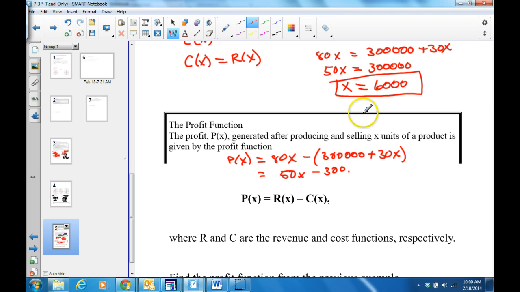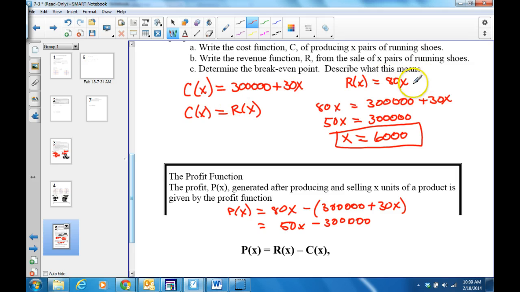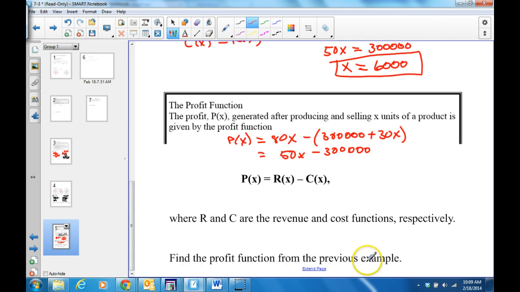Now, if I put 6,000 into this profit function, what would be my profit? 0, right, because that's my break even. Okay? So that's the profit function. What I did is I took my R of X, which was 80X, minus my C of X, which was that whole thing, because it was asking me at the bottom here to find the profit function.